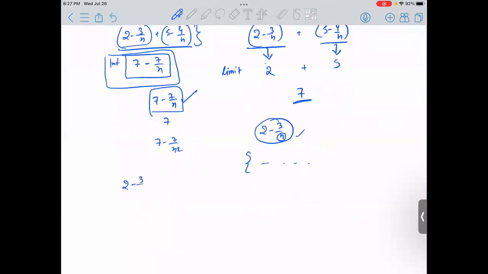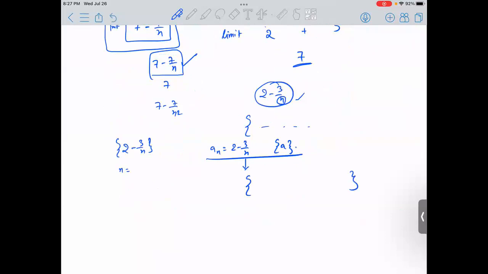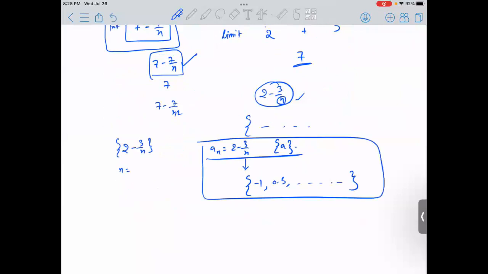Look, a_n equal to 2 minus 3 by n. If they ask for the sequence, the curly bracket of a_n, you will get a set: n equal to 1 gives minus 1, n equal to 2 gives 0.5, and so on. That's why the curly bracket represents a set. Finally, there is a convergent value. At last, it will be 2. Clear?